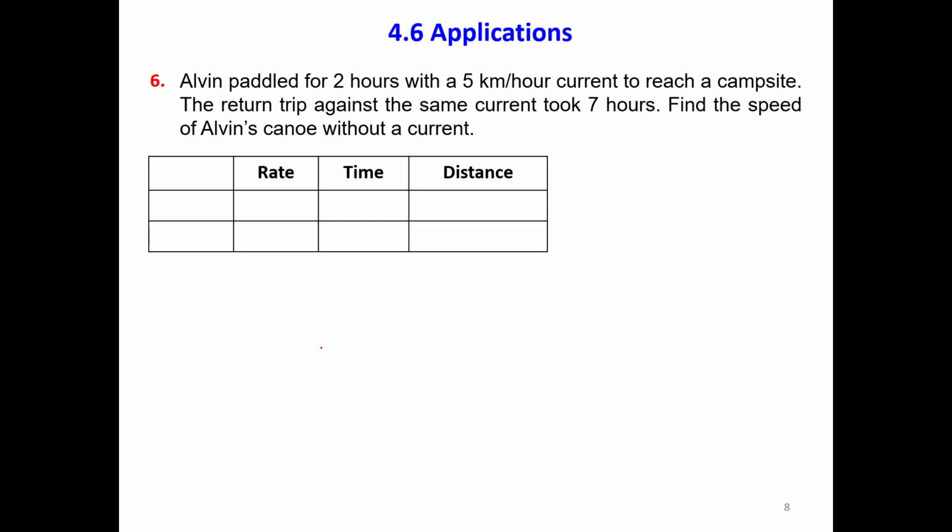Now these are two additional problems that involve rate and distance. We already did these problems in the previous chapter, but let's review this again. In this case, Alvin paddled for 2 hours with a 5 kilometers per hour current to reach a campsite.